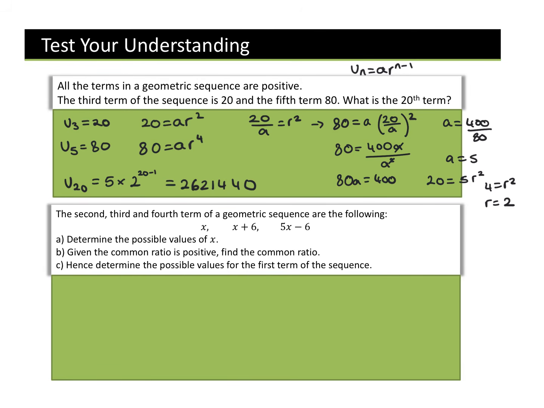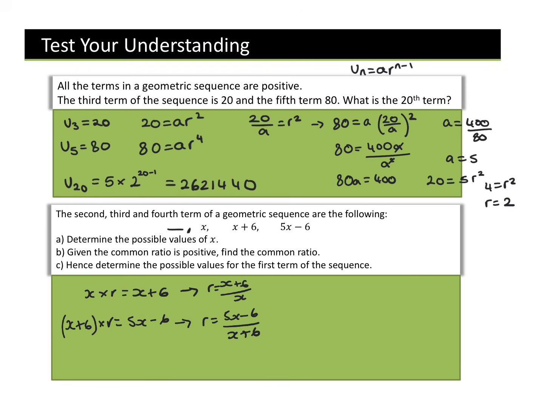Okay, the second, third and fourth terms of a geometric sequence are the following. So we do have one here, which is a. Then it says determine the possible values of x. So we know that x times our ratio equals x plus 6. And we also know that x plus 6 multiplied by our ratio equals 5x minus 6. So here we can say our ratio is x plus 6 over x. And then for this term we can say our ratio is 5x minus 6 over x plus 6.